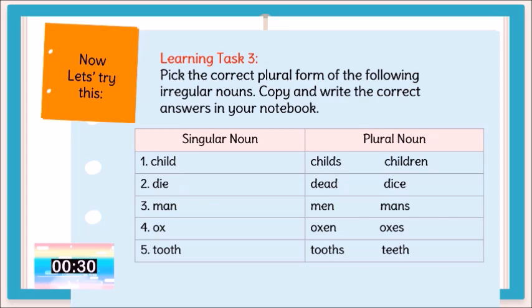Number 2. Die. Plural noun. Dead. Dice. Number 3. Man. Plural noun. Men. Mans. Number 4. Ox. Plural noun. Oxen. Oxes. Number 5. Tooth. Plural noun. Tooths. Teeth.